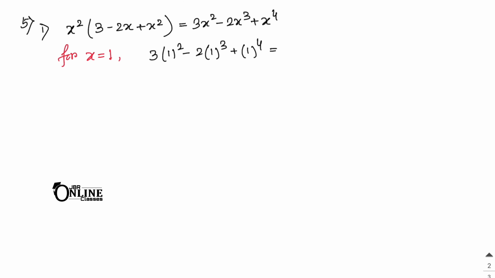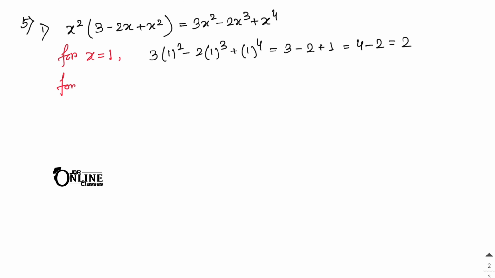So now 1 square means 1. So 3 into 1, it becomes 3. Then 1 cube means also 1. So 2 into 1, it becomes 2. And 1 to the power 4, it's 1. So 3 plus 1, it's 4. So 4 minus 2, that equals 2. Your final answer. Now next one.